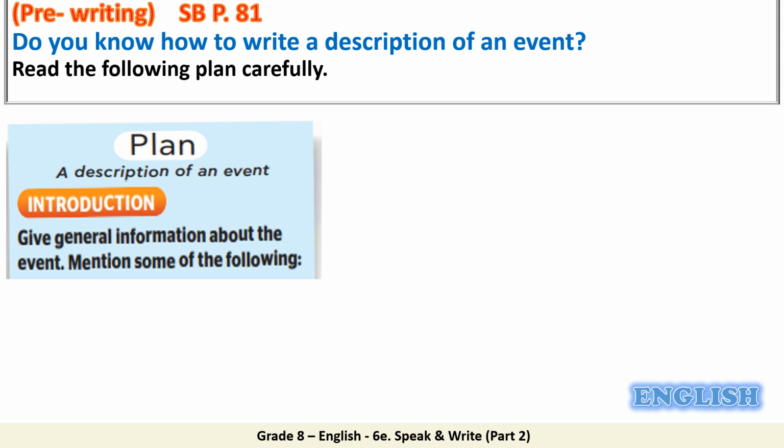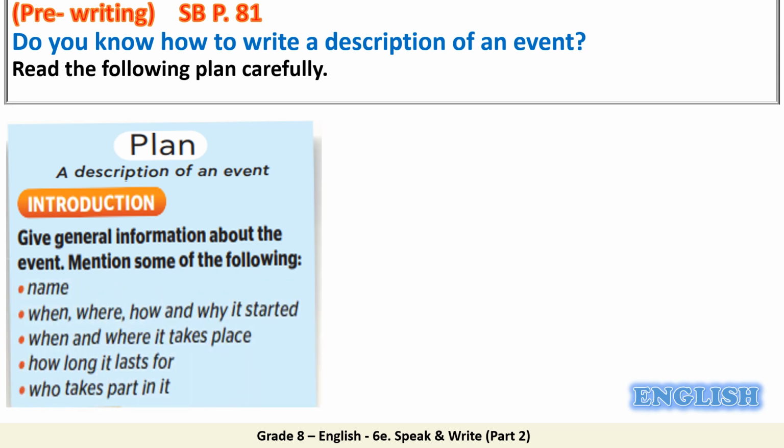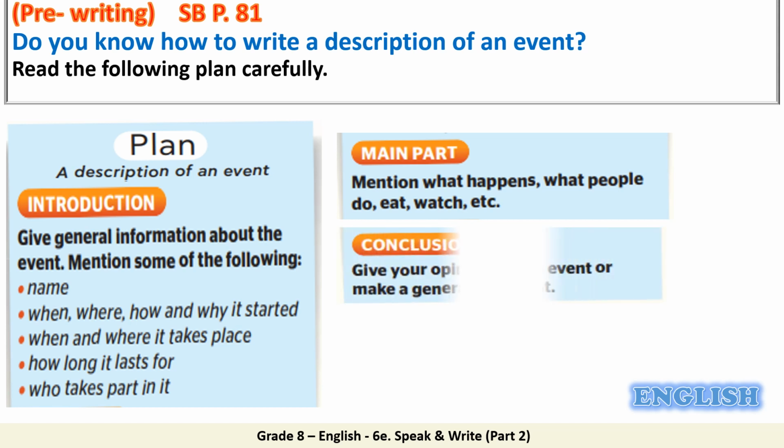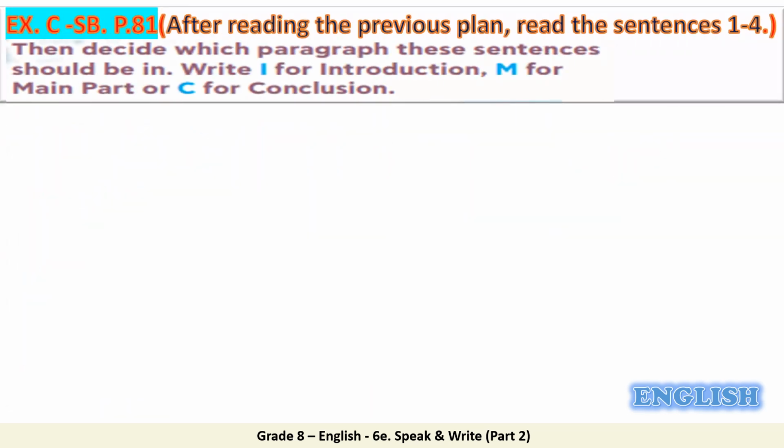You should also mention some of the following details, such as name, when, where, how and why it started, when and where it takes place, how long it lasts for, who takes part in it. The second part is called Main Part, in which you should mention what happens, what people do, eat, watch, etc. The final part is called Conclusion, in which you should give your opinion of this event or make a general comment.